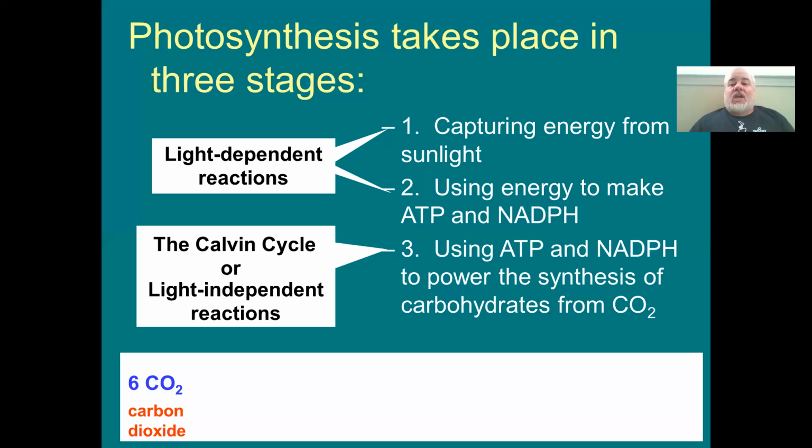But this you need to know, and you need to memorize this exactly as it is on this slide. Photosynthesis starts with 6 carbon dioxide molecules, 6 of them. So it is CO2. It's not 6 CO2. It is 6 CO2 molecules. 6 is the number of them. Now the 2 is the number of oxygen atoms in a single carbon dioxide molecule.